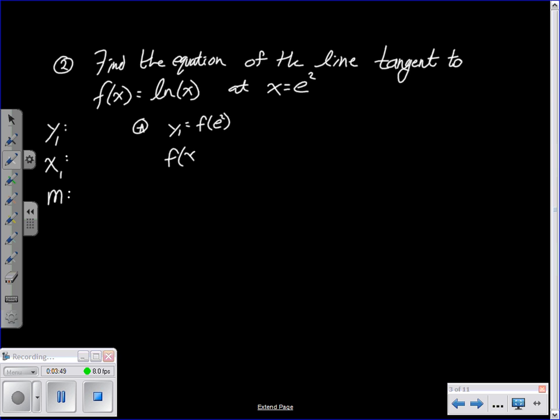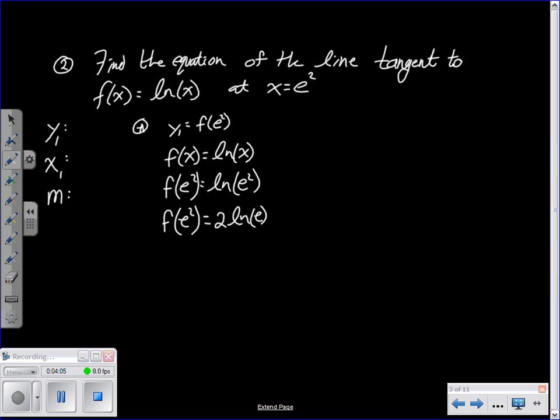So I know f of x is equal to natural log of x. Plugging in my x value, e squared, into the natural log function, I can use properties of logs, so I know that f of e squared is 2 times natural log of e. So if I have an exponent inside my logarithm, I can bring it to the front as a coefficient. The natural log of e is equal to 1. So f of e squared is equal to 2. So I know my y value then is 2. I'm given my x value, which I know is e squared.